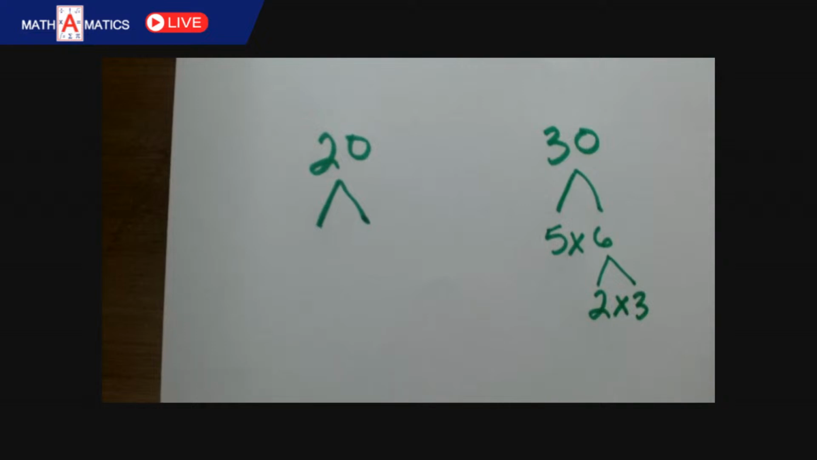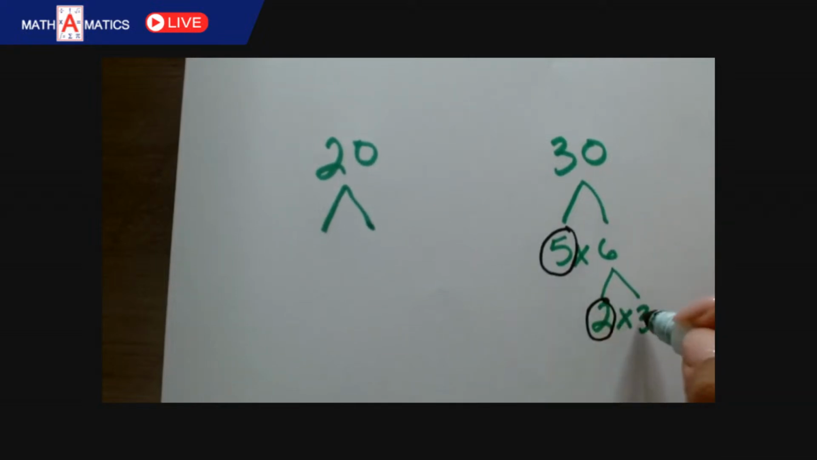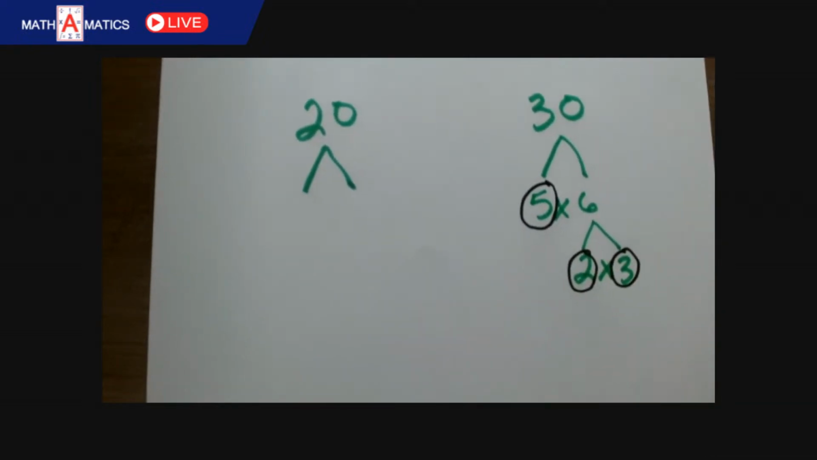Okay. And now once we've broken our numbers into our prime factorization, we're only thinking about the numbers that we got that are prime. So 5 times 2 times 3. Those are the prime numbers for 30.